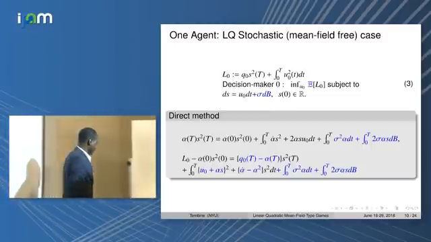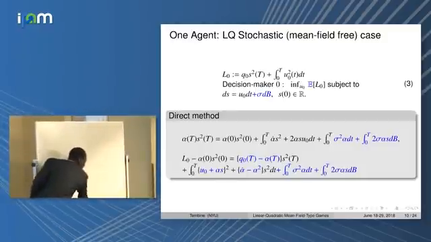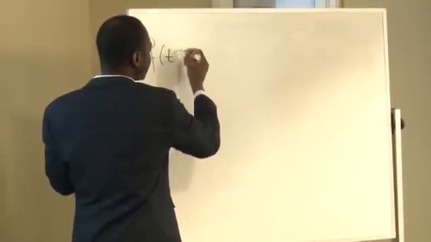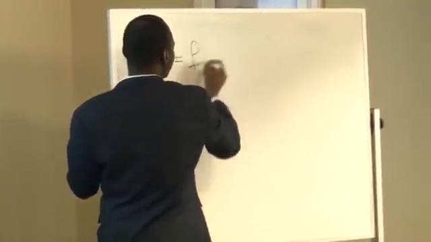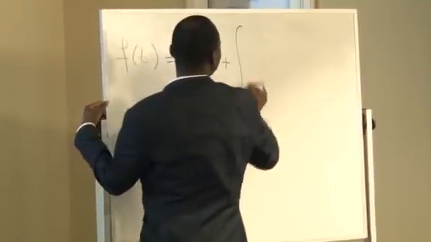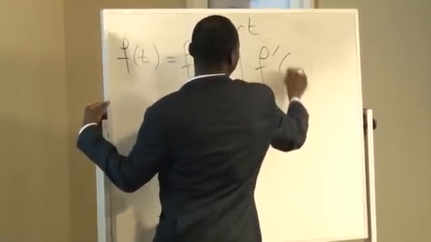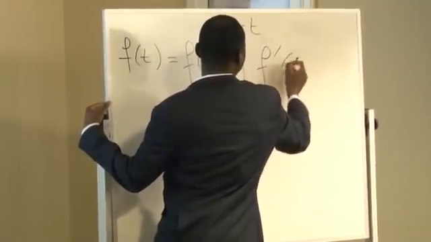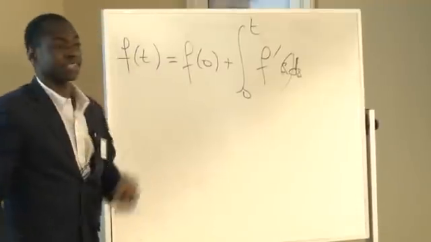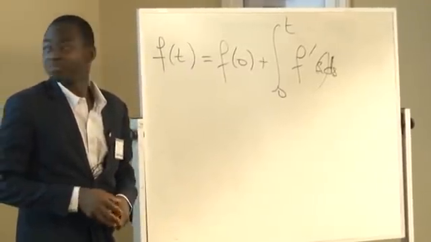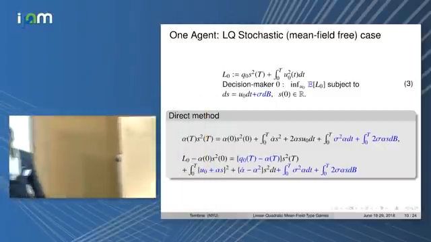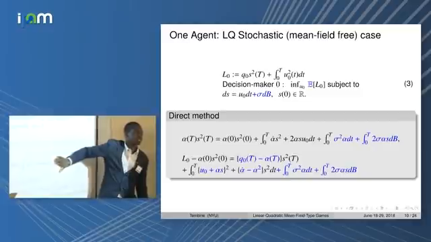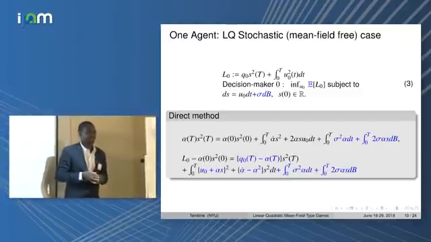Okay, so let me write it here. Yeah, so f of t is equal to f of 0 plus the integral from 0 to t of f prime, whatever. This is what we are doing. f of t equals f of 0 plus the integral of the derivative, just that.